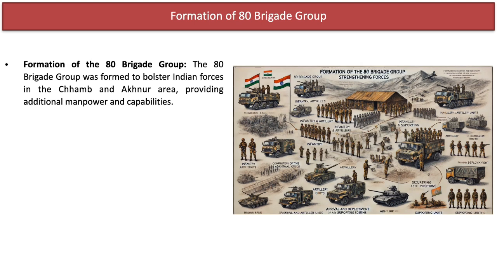In the larger context of the conflict, the formation of 80 Brigade Group was a strategic masterstroke. It reinforced India's military presence in the key area, provided much needed additional capabilities, and ensured that Indian forces could continue their push to secure and stabilize the region. And this was about more than just bolstering numbers. It was about enhancing overall operational effectiveness and ensuring that India could decisively achieve its strategic objectives in Chham and Akhnur.